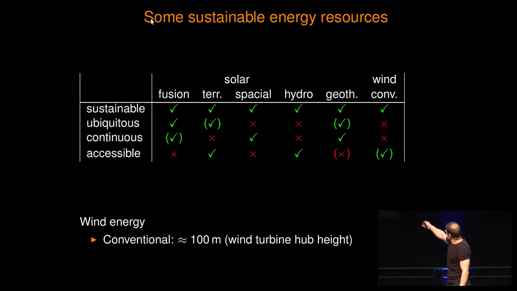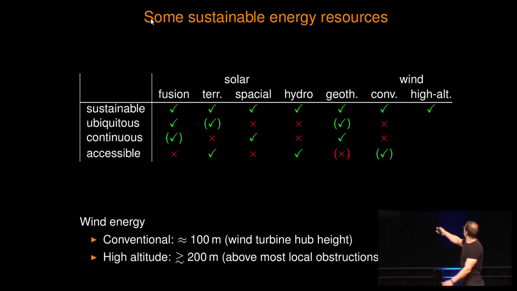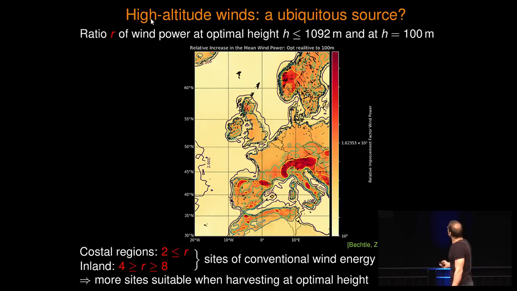On the other hand, conventional wind energy is not ubiquitous because you can only select certain spots, and it is not continuous because you cannot really plan when the wind is blowing and when it's not. So let's add to this list what is called high-altitude wind. High-altitude wind is clearly sustainable because it's also wind energy, driven like all the other wind energy. High altitude means going to heights above 200 meters and trying to drain energy from these winds. So let me argue why it is a ubiquitous source.